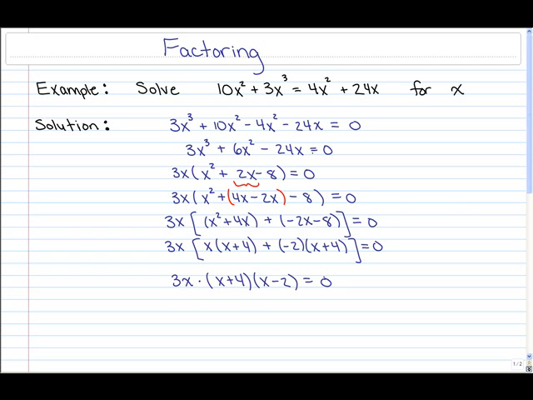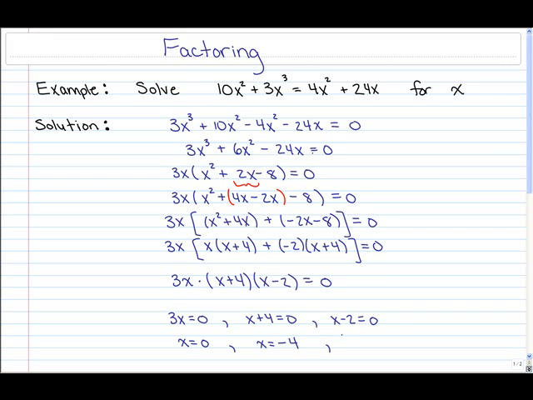So in order to solve for x, what we would do is take each factor and set them equal to 0 in order to solve for x. So in this case, we would have 3x equals 0, we would have x plus 4 equals 0, or we would have x minus 2 equals 0. So in the first case here, when 3x is equal to 0 and we solve for x, x would equal 0. In the second one here, when x plus 4 equals 0, then x would just simply equal -4.